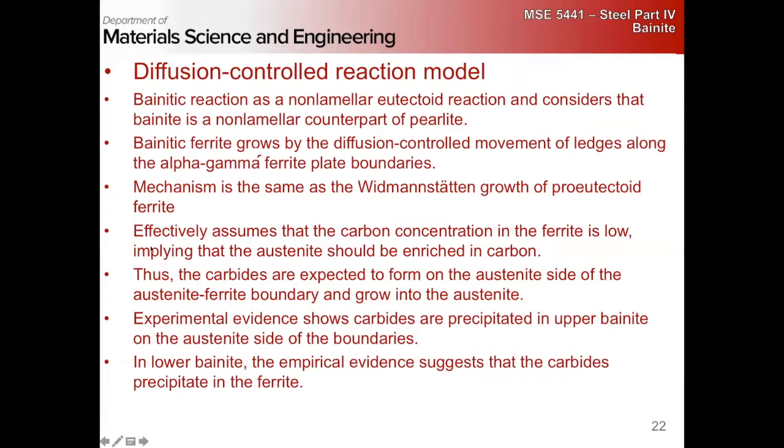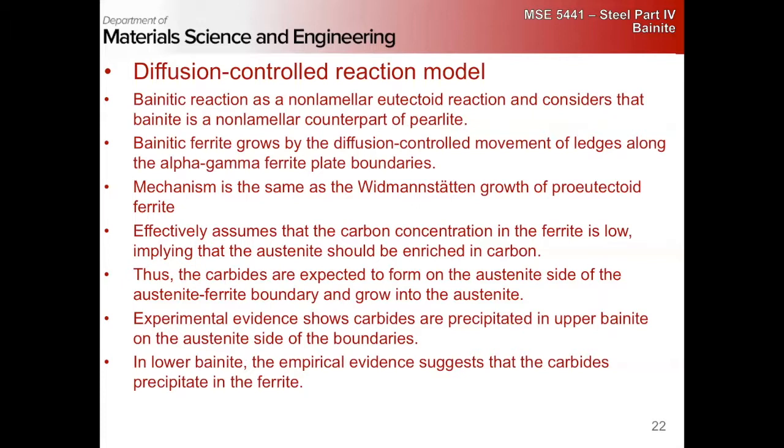So the carbon concentration in the ferrite is going to be low, the austenite gets enriched, and then the carbides nucleate on the austenite side of the austenite-ferrite boundary, right? So if we're growing and we're partitioning carbon out of the ferrite, the austenite's going to be carbon rich, and so like the sympathetic sideways nucleation, we should grow our carbides from the austenite side of the interface, not the ferrite side of the interface, right?